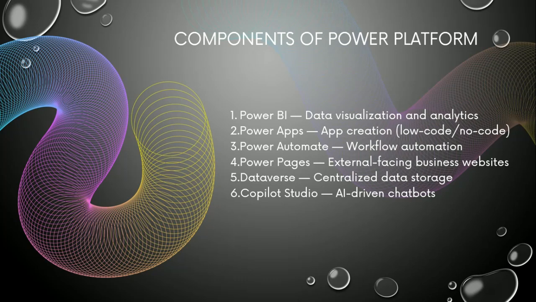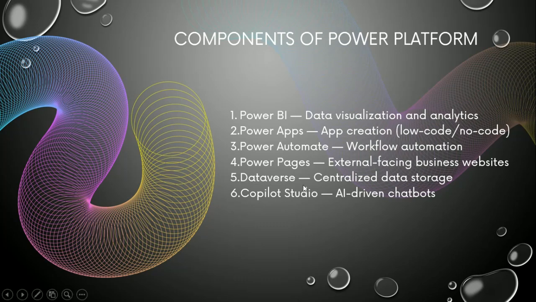Next is Power Automate. Automating repetitive tasks and business processes can be done using this component, Power Automate. Basically, it's workflow automation. The next is Power Pages. Using this component of the Microsoft Power Platform, we can build external-facing business websites. Making websites is very easy, and this can be achieved using Power Pages.